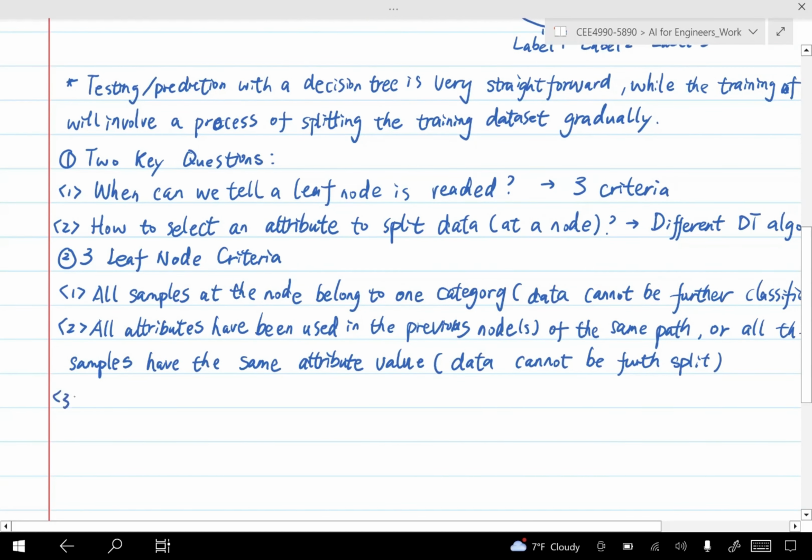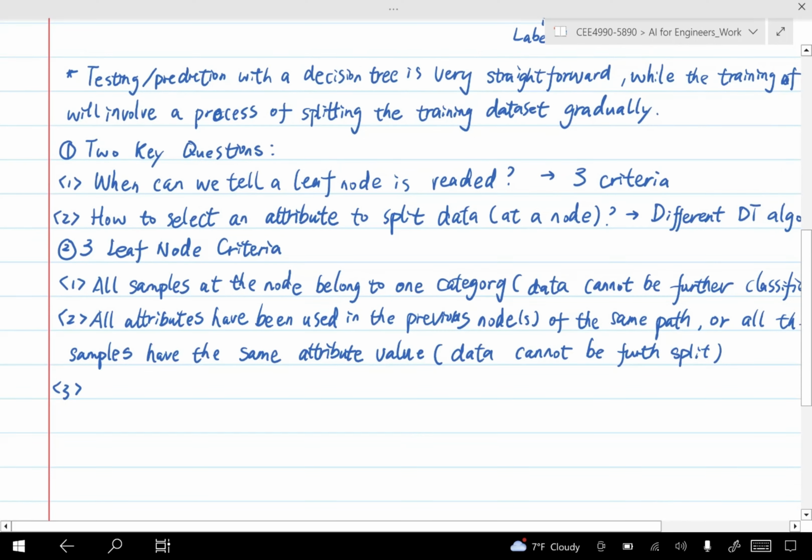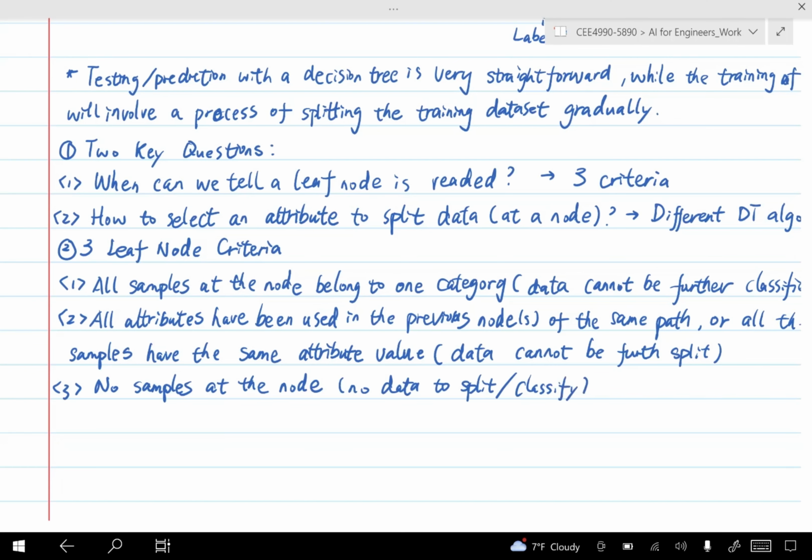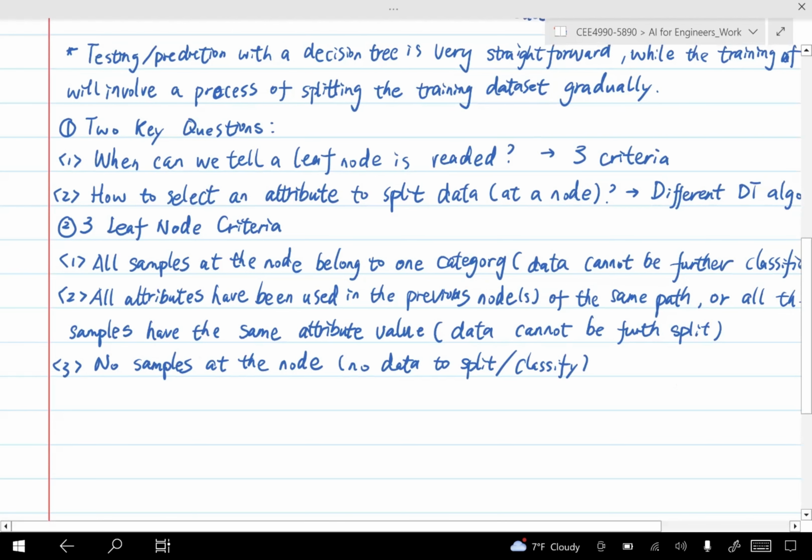And the third criterion is that we need to stop when there are no samples at the node. In other words, there's no data to split or classify. And many textbooks will give you the 3 criteria, but without explaining why. What's the story behind the criteria? So just take a look at the content inside the parentheses so you know the reason why.